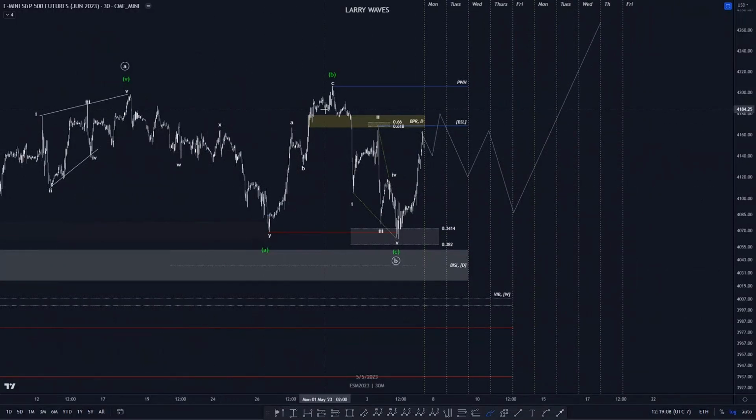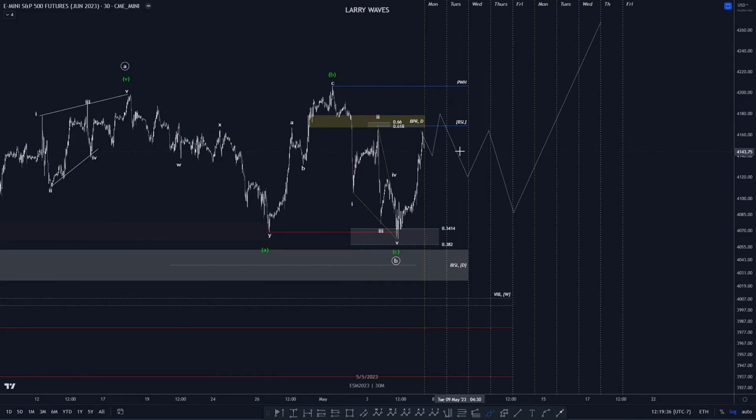I am seeing this structure as completed as A, B, C, an expanding flat, because we do have a combo here: a three-wave move for an A wave, an A, B, C for a B wave, and then an ending diagonal here for a C wave, an impulse for a flat. There's a few ways that I can see this.